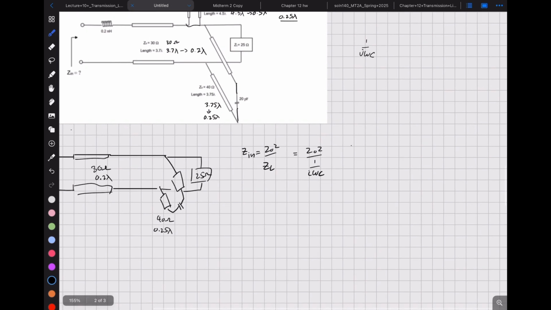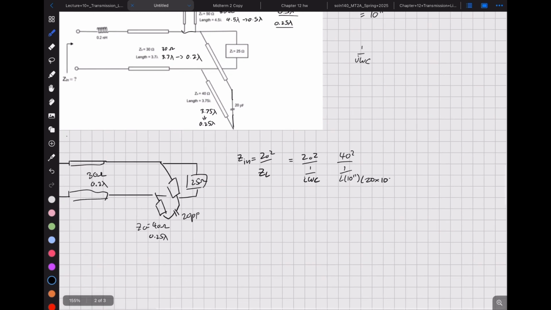Okay, so we're going to have 40 squared. That's going to be our ZL, and then we're going to have our load, so 1 over 10 to the 11 times 20 pF, 20 picofarads. So as we said, pico is 10 to the negative 12. We're going to get a number of 3200 j for the Z of the 40 ohm.